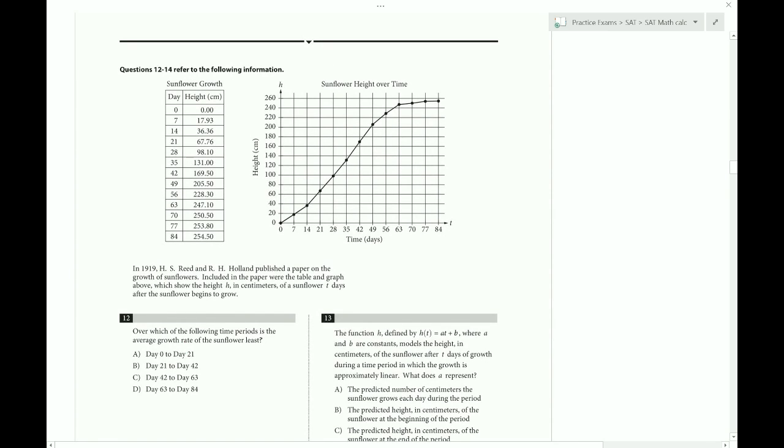Over which of the following time periods is the average growth rate of the sunflower the least? Okay, so the average growth rate can be represented by the slope. So we want to know where the slope is the least. And it looks like right around here, I would say, between 63 and 70. So we'll go choice D.